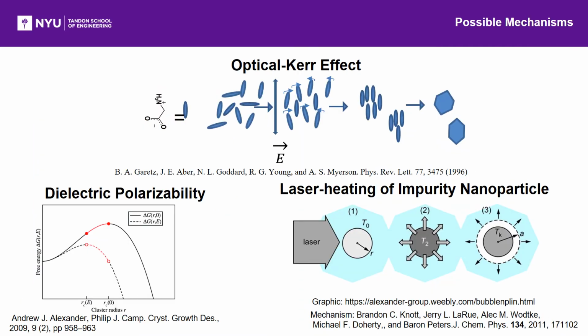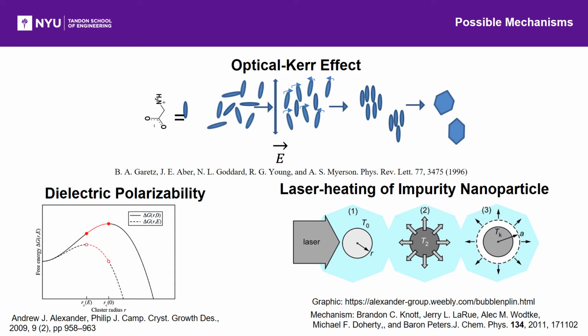There are 3 possible mechanisms for NPLIN. Optical-Kerr effect, the first reported and most controversial, is the idea that the molecules are aligning themselves with their most polarizable axis parallel to the direction of the applied electric field. This was reported by Dr. Garrett.